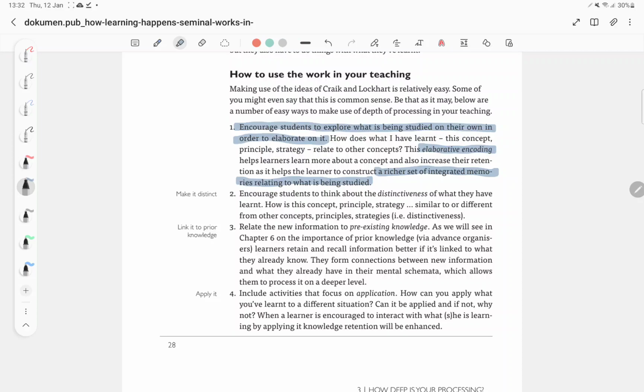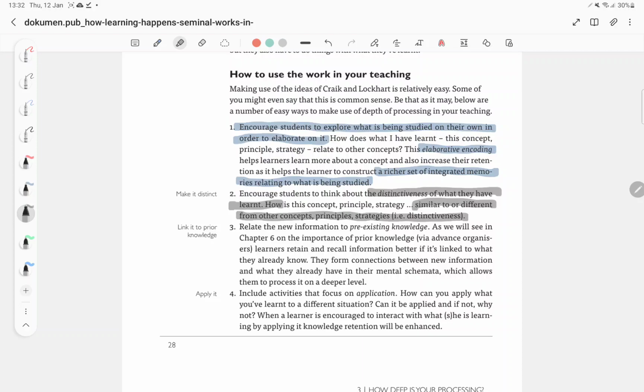Now, it's not only elaboration that you want. You also want them to think about the distinctiveness of what they've learned. How is it similar or different from other concepts and strategies? And that's a really important tool. So you don't just want them to make links, to elaborate. You want them to go, why is this different and distinct from other things which I've learned?